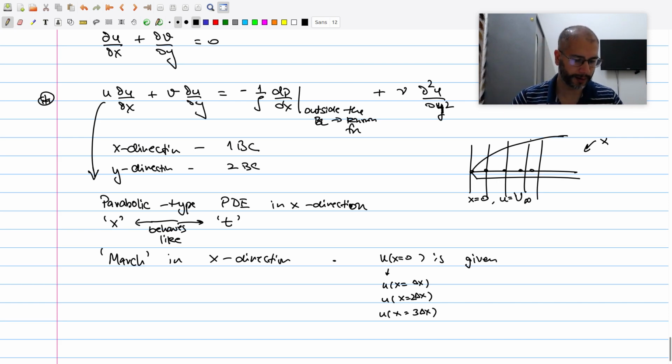There's a lot we can say about these kinds of equations in terms of their behavior and what we see otherwise as well, but we will stop here in terms of their mathematical nature. So you march in the x direction, but in the y direction the solution is spread in the y direction.